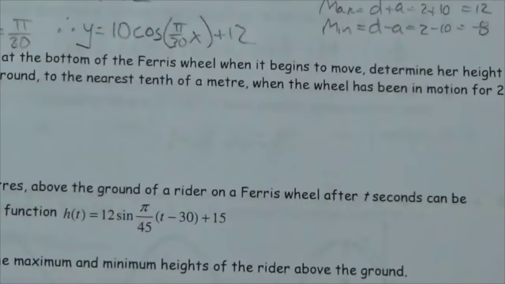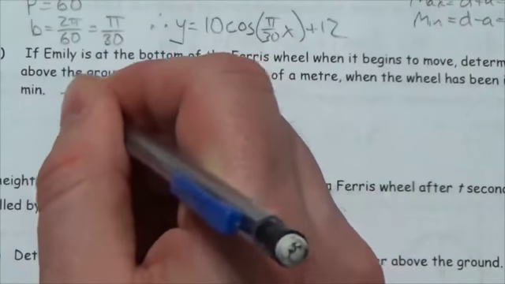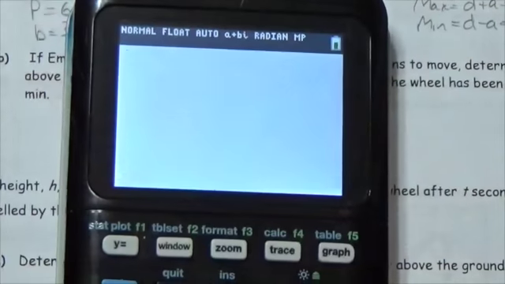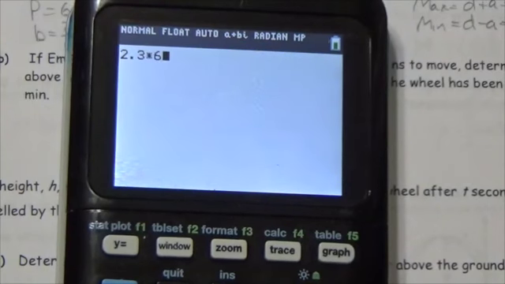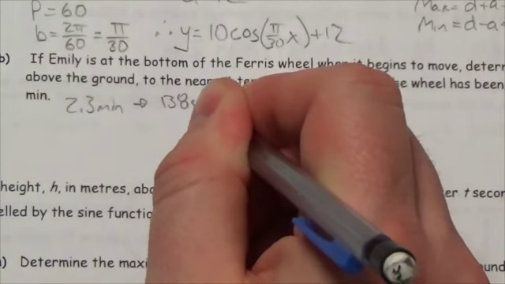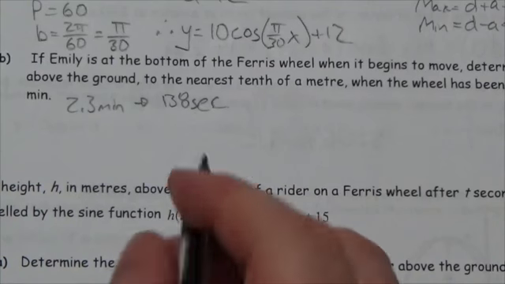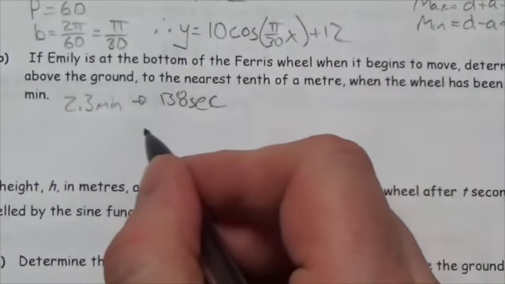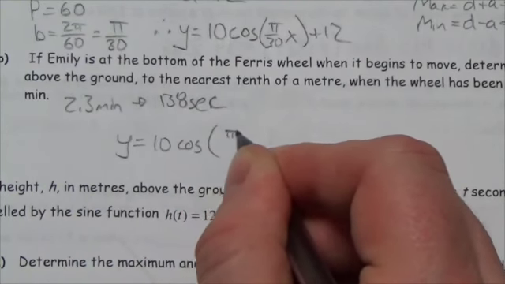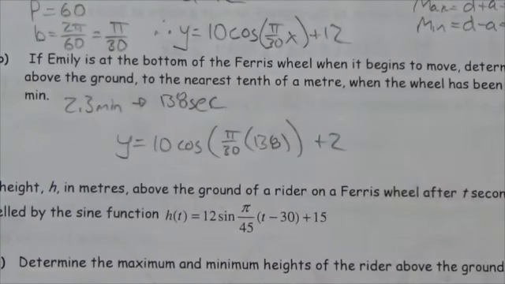So 2.3 minutes, we actually have to convert that to seconds first. So 2.3 minutes is going to be equal to, well, we go to our calculator here, 2.3 times 60, that's 138 seconds. So the question is really asking, how high is she above the ground at 138 seconds? Well, now we can just plug this into our original equation from the previous question. Y is equal to 10 cosine of pi over 30 times 138 plus 12.